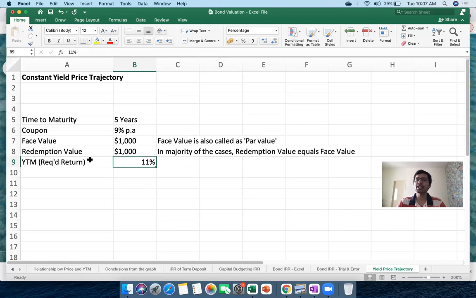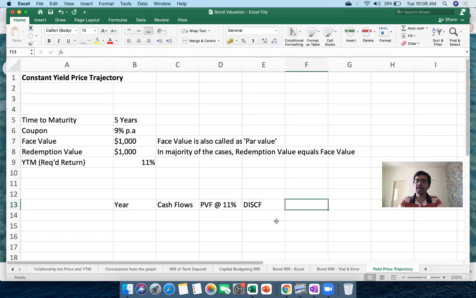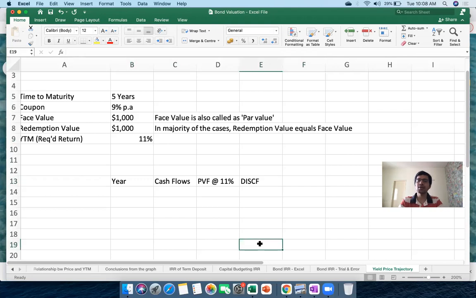Now if I ask you to calculate the intrinsic value of a bond, I want each of you to pause this video, especially the CA final students. Make a typical tabular format with cash flows, present value factor at 11%, and then the discounted cash flow. When we make a table for all 5 years and take the sum of the discounted cash flows, that sum is nothing but the intrinsic value.